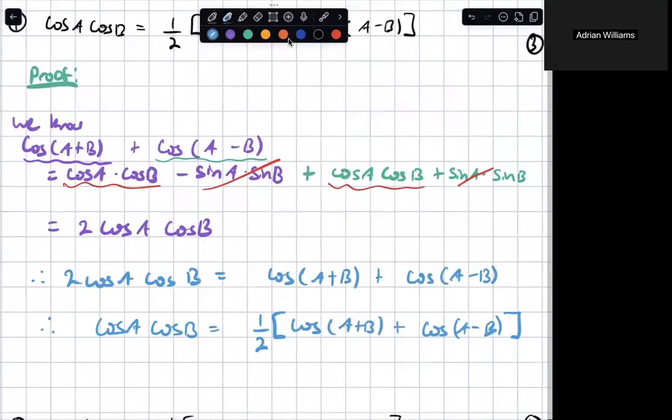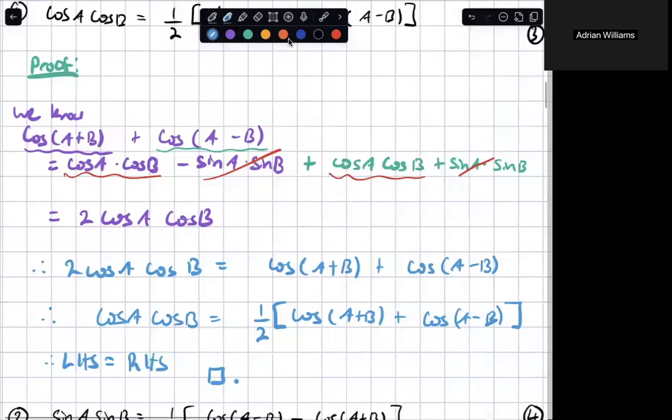Okay, so we've finished the proof. We've proven that the left-hand side is now equal to the right-hand side. Okay, so left-hand side equals right-hand side, and we are done, finishing off our proof with a box or a tombstone, whatever you would like to call it. Okay, moving on to the next one.